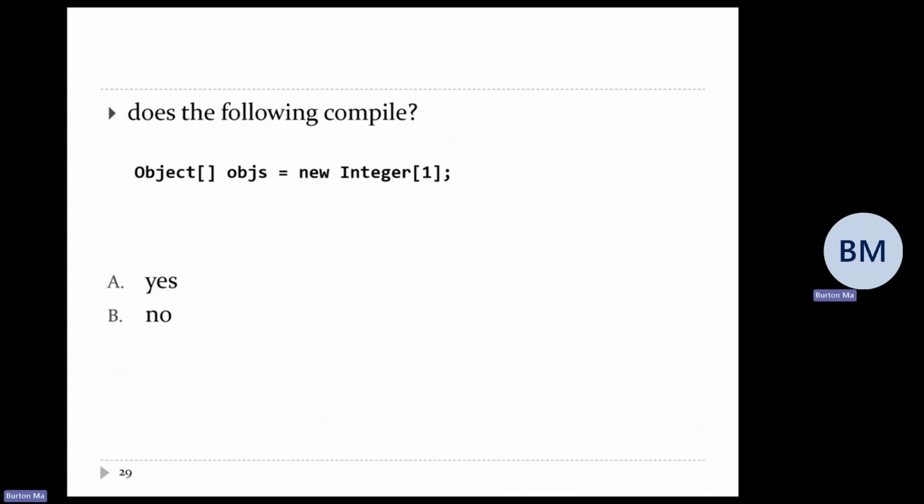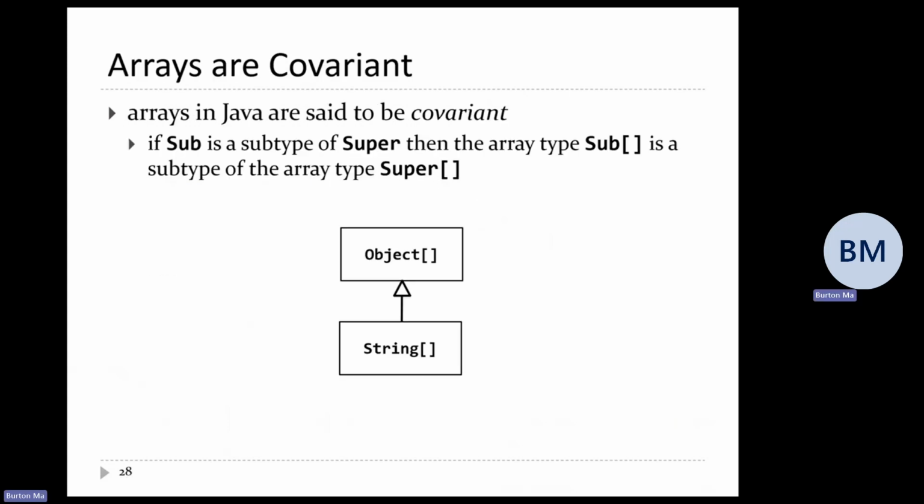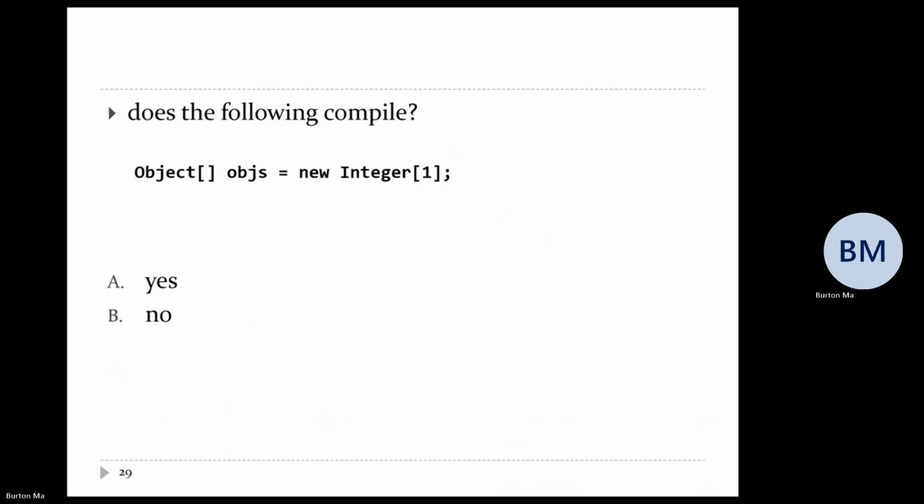Okay, so now the problem with this is that it causes all sorts of weird things to happen. Does the following compile? I have an array of big O Object, and over here, an array of big I Integer. Go back to the previous slide. Is Integer a subtype of Object? The answer is yes. So is an array of Integer a subtype of an array of Object? The answer is yes. So this works. You can write that down. The compiler will not complain at all.